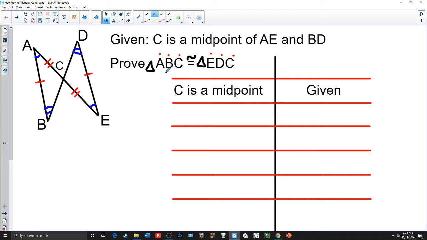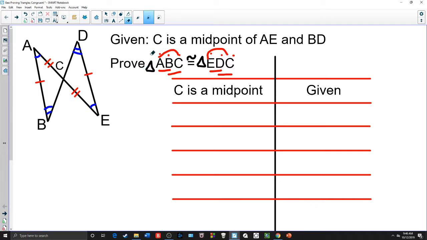And then also to prove that the sides are congruent. So AB has to match up with ED, BC has to match up with DC, and AC has to match up with EC. All those congruencies need to happen. All six congruencies need to happen in order for me to prove that these triangles are congruent.